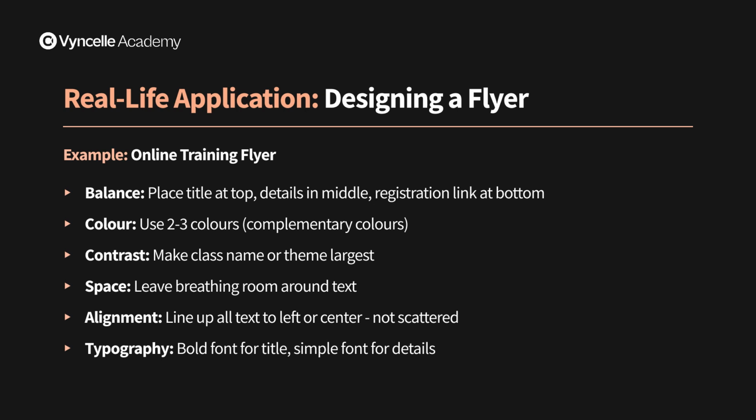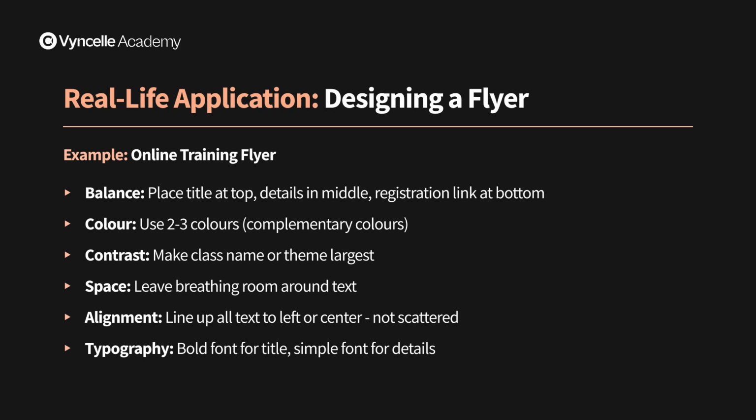Remember I mentioned how contrast has to be put in check when choosing colors and choosing sizes as well. Right, and then for contrast, you're making the class name, the main title, the largest part of that design for the people that get the information as well, right? And then for space, applying the fundamental of space, you have to ensure there's breathing room around your text. And then for alignment, you are lining up all the text to the center or to the left. They're not scattered around, right?